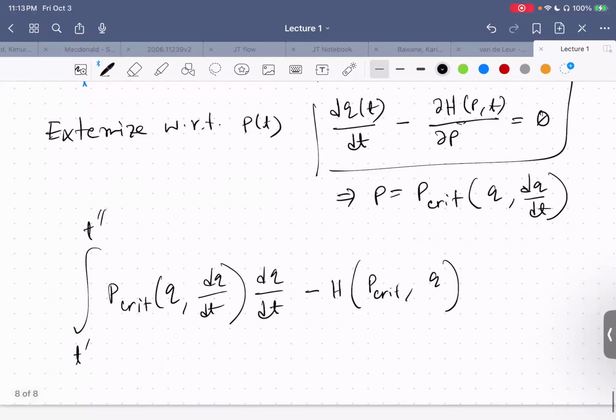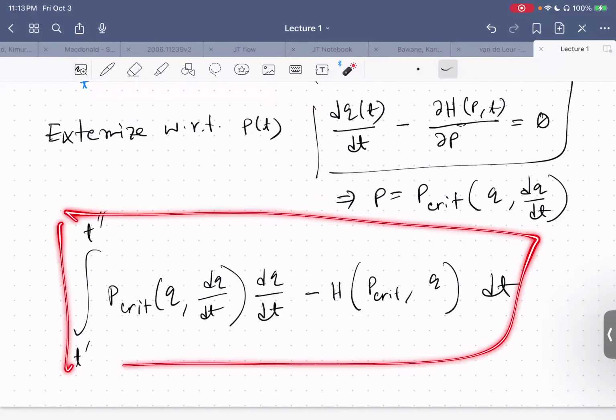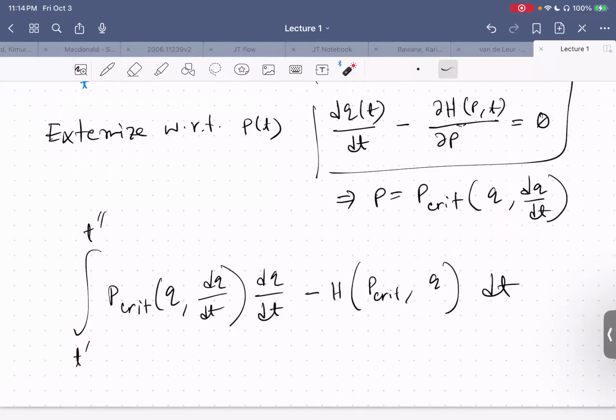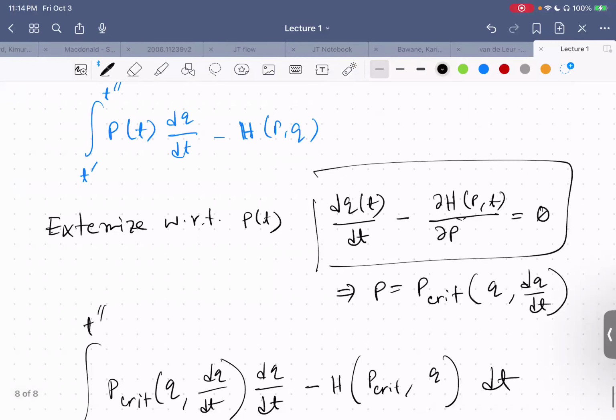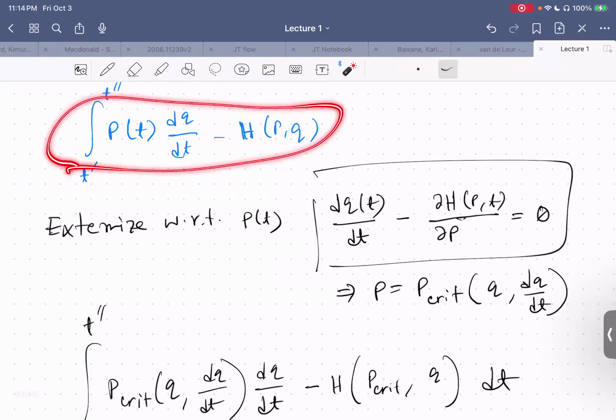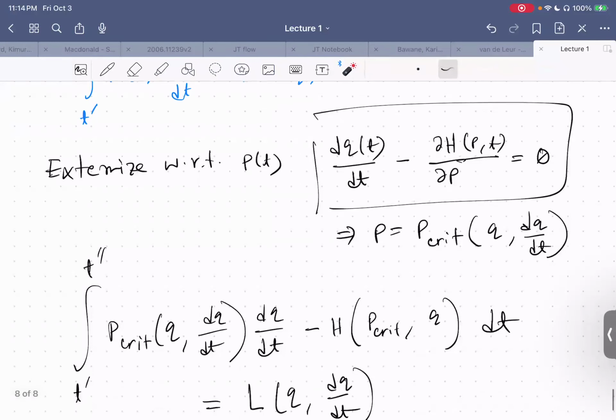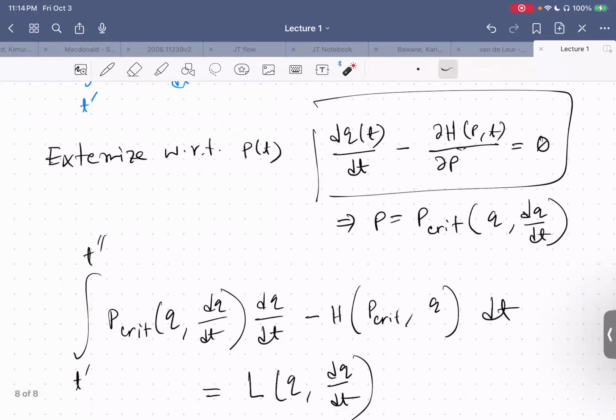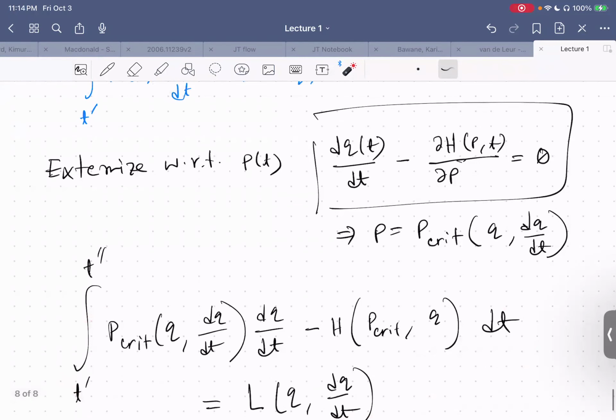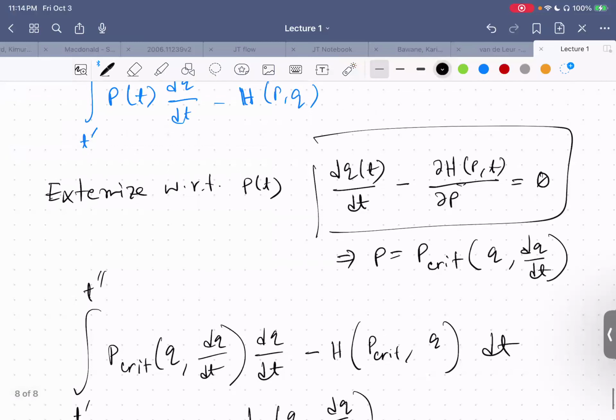Now, this expression, once you have substituted P for its critical value, only depends on Q and derivatives of Q. And this expression is called the Lagrangian, which depends on Q and derivatives of Q. And this transformation that takes you from this expression involving P and Q as independent variables to an expression involving only Q and derivatives of Q, that you get by substituting P with its critical value, is called the Legendre transformation.